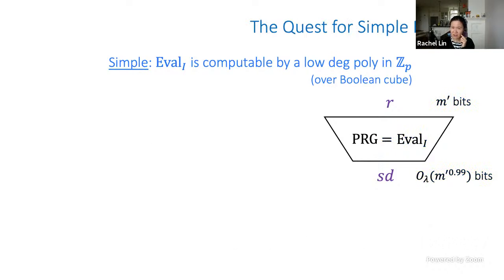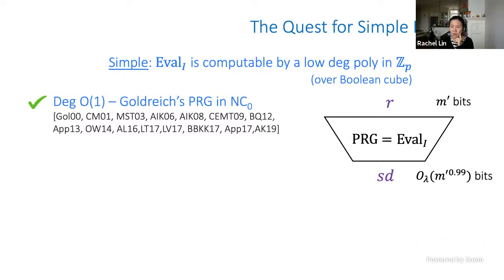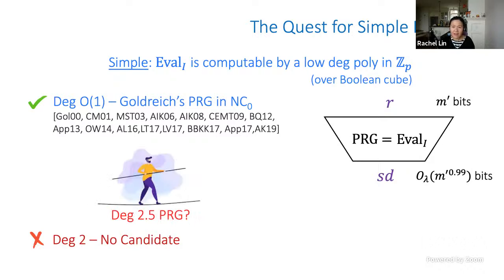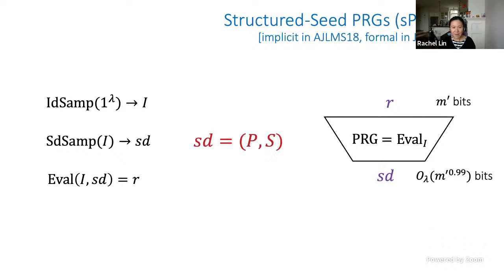In general, this is an open question that people have looked at, and there has been an extensive line of work trying to minimize the degree for evaluating a PRG. What is on relatively solid ground are constant degree PRGs, which can be instantiated using Goldreich's PRG in NC0. Now we can ask, what's the smallest constant that we can have? For degree 2, we have no good candidate, and we just want slightly more complex computation of degree 2.5. To handle degree 2.5, we have to change the syntax of the PRG slightly. Now we allow the seed to contain a public part, which is the public seed, and a secret part we call the secret seed.